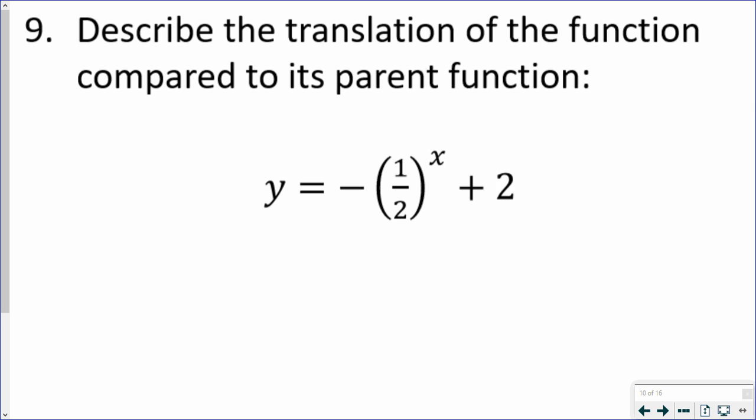Time's up. Okay, so another describe the translation. You will have this type of problem on the test. So this one is an exponential decay because this is a fraction. So you don't look at this number as your a value. The base number doesn't count and doesn't do anything to the problem. But this does. This negative in front means that the graph is flipped.